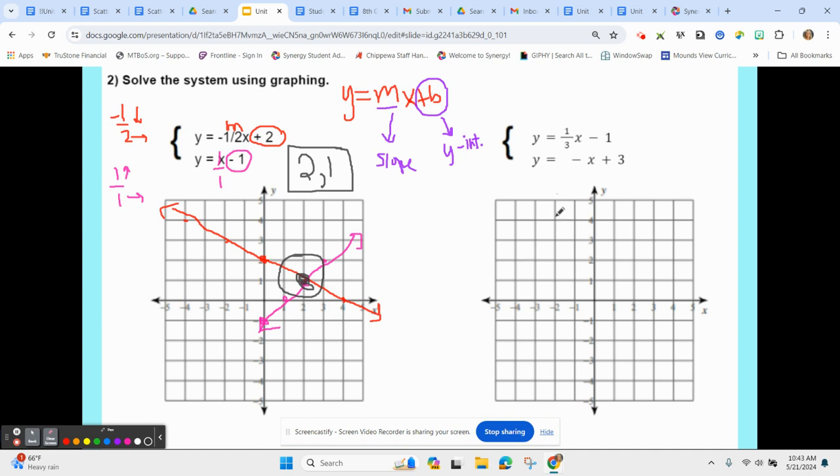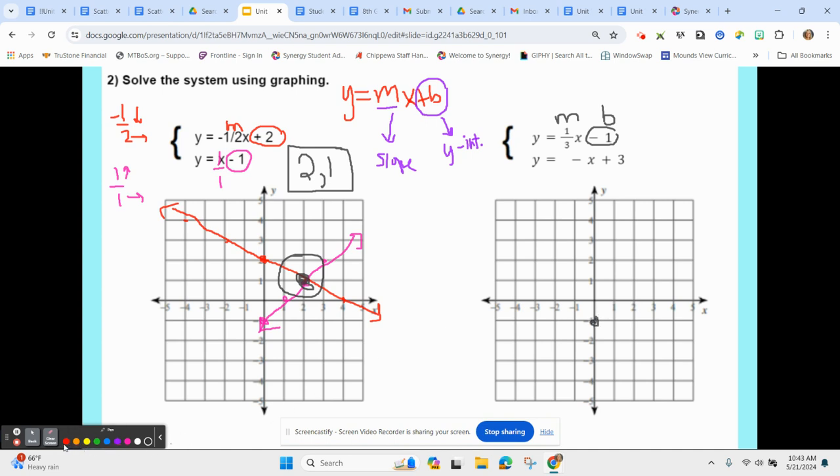Again, you're going to need to identify your slope. So the measure of my slope in my first line here is a positive 1/3. And my y-intercept, the b, you are going to start at -1. So your startup is right here.